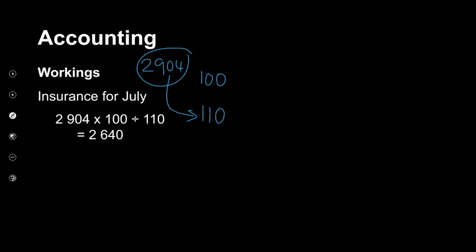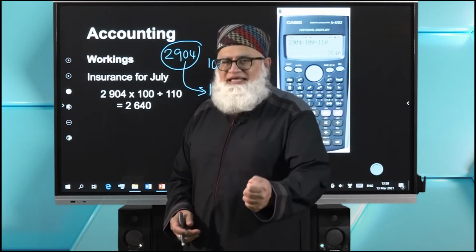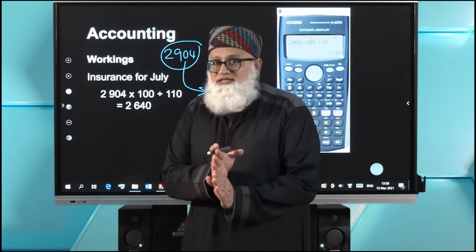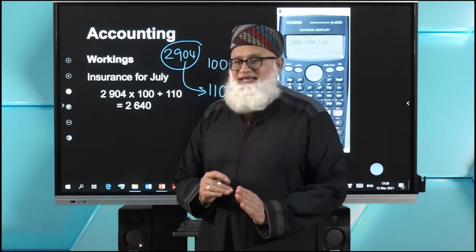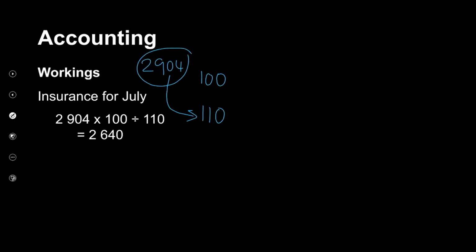Let's do this calculation here. If we take our 2904, 2904 times 100 divided by 110, and that will give you 2640. So clearly, what was the 2640? Your 2640 was the amount of the insurance prior to the increase. So clearly you can see here that the insurance amount prior to the increase was 2640. So clearly 2640, right, was the amount before the increase.